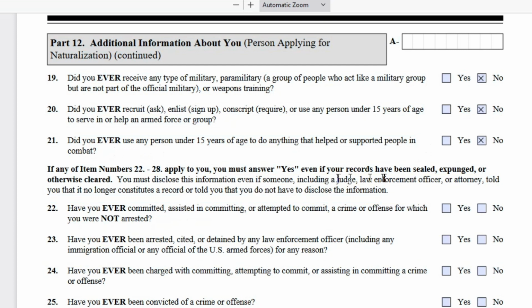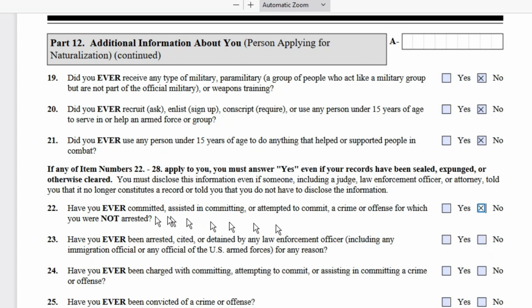Now, if your records have been sealed, expunged, or cleared, you must disclose the information, including if a judge, law officer, or attorney told you it no longer constitutes a record, or told you you don't have to disclose the information. Okay, so we're going to get into 28 later. But have you ever committed or assisted in any crime or offense for which you were not arrested? Well, nobody is going to really admit it, but some people do. So probably no. Have you ever been arrested?